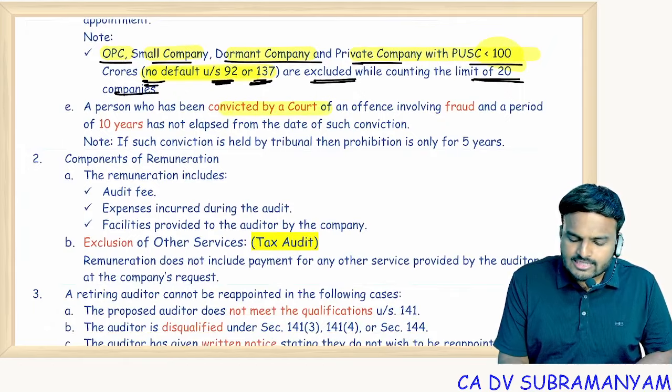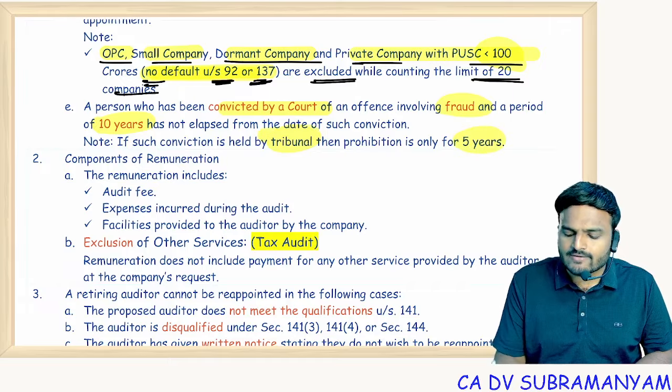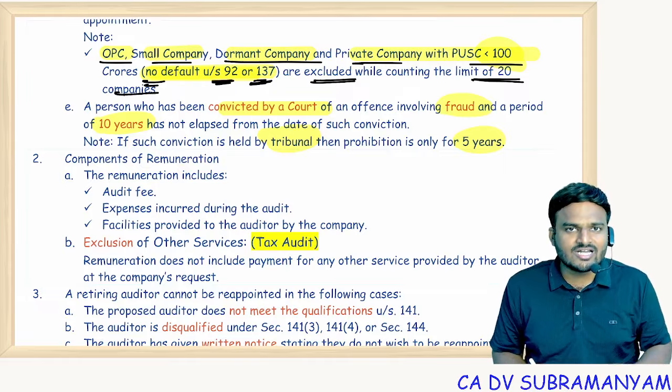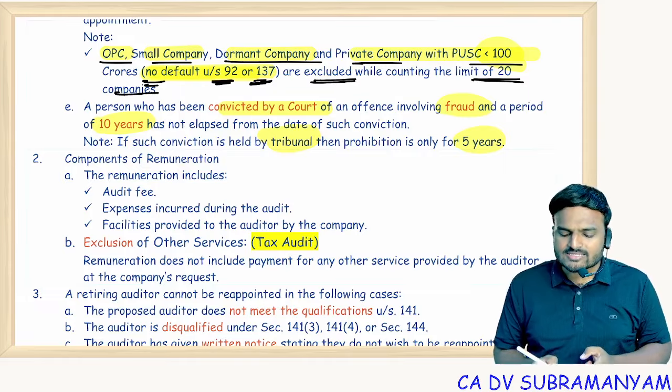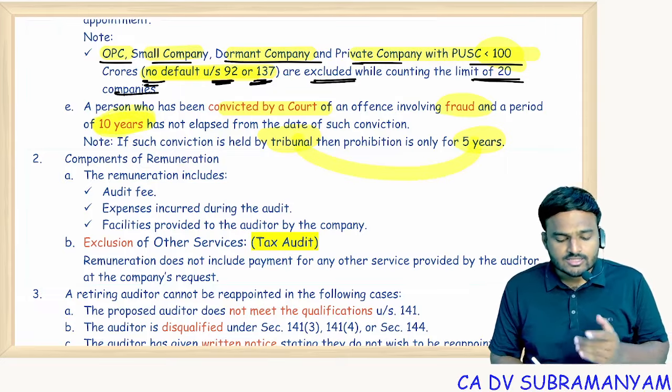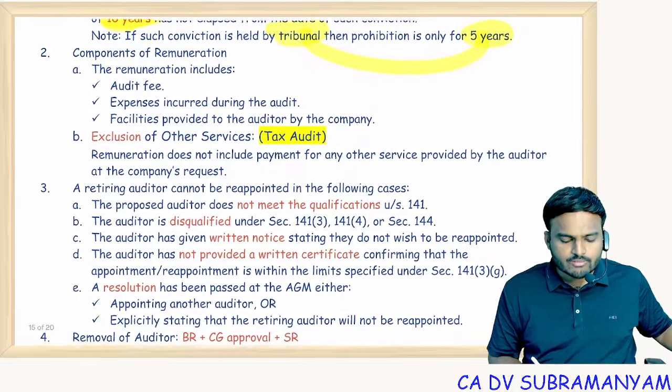If a person is convicted by court for an offense involving fraud, 10 years disqualification. Convicted by tribunal, 5 years disqualification. Debarment by NFRA, 10 years disqualification. Remember these time limits. Tribunal, max 5 years. Court, 10 years disqualified.